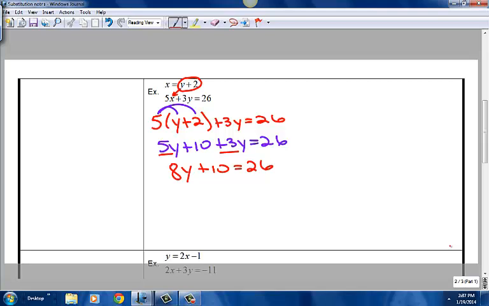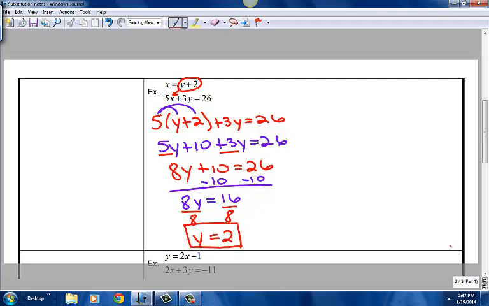And now I can't do any more math on the left-hand side, so now I can start doing opposites and solving for the variable. So y equals 2.